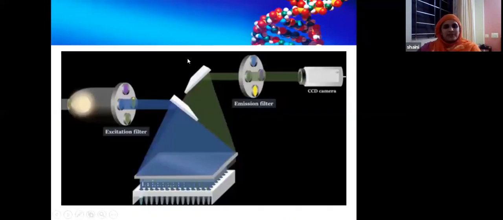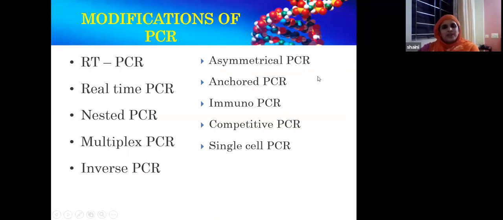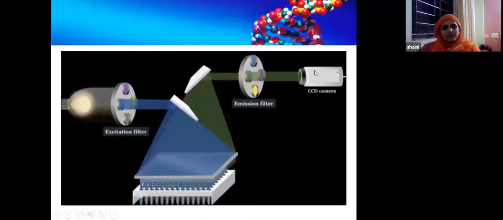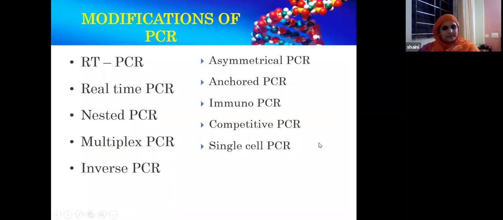Now this is what happens inside. A fluorescent probe has been attached, with excitation, and then you have a CCD camera into which all the data goes, and it comes out as digital data for us. So it is very easy. Other than qualitative, it also gives a quantitative analysis of the viral load, whatever load it is.